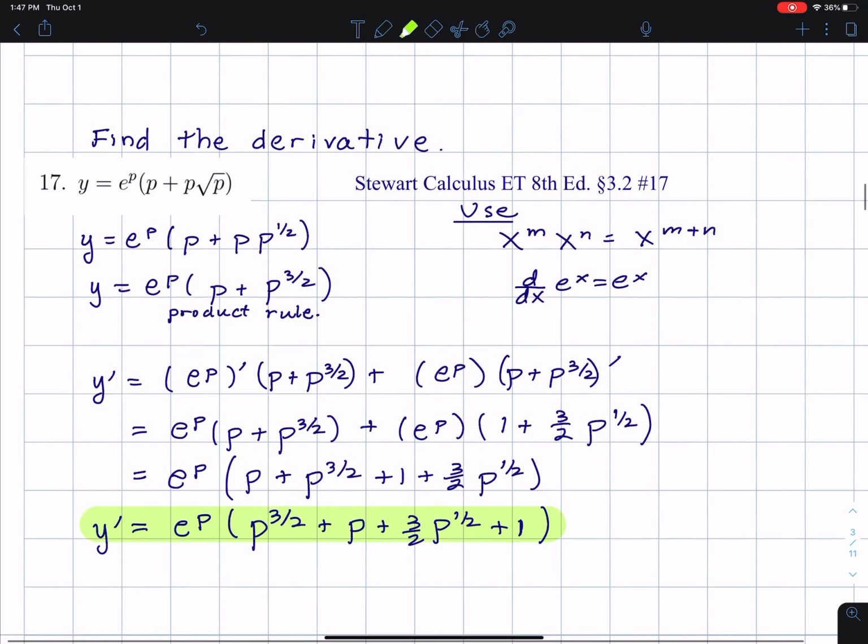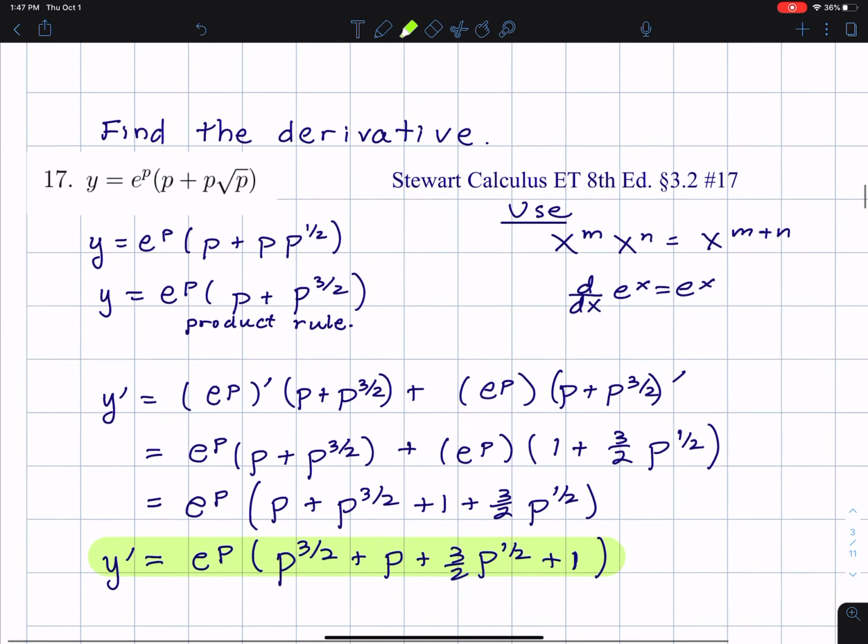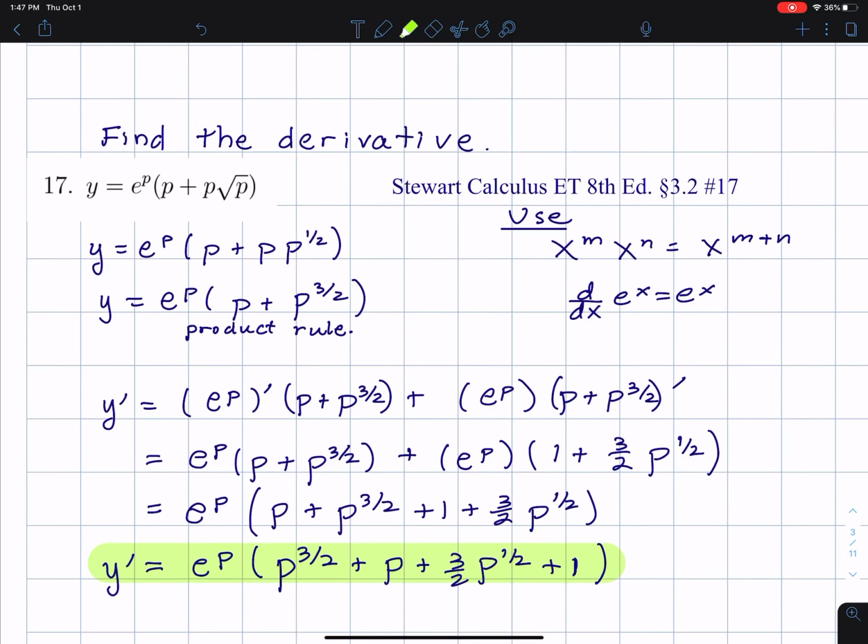Let me just zoom out a little bit so you get the whole thing right there. Okay, so that's all.